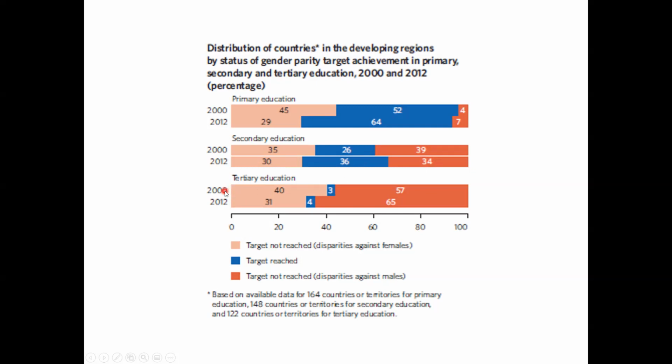And then finally, in tertiary education, we actually see very few countries where there's equal. And in the majority of cases, nearly 2/3 of them, men are less likely to go to higher education. And there could be a number of different factors for that.